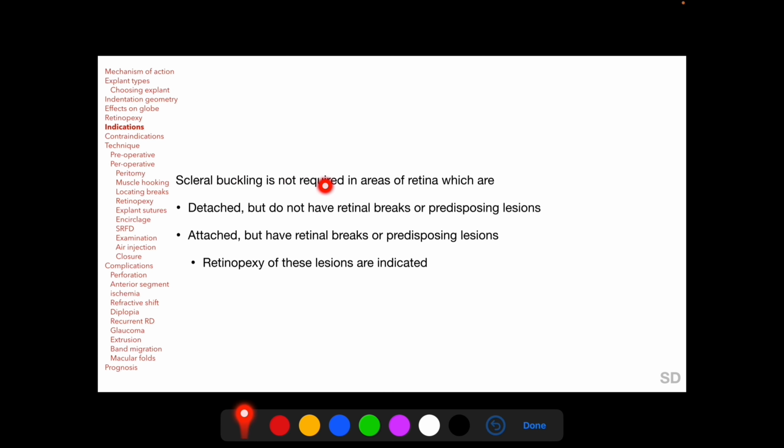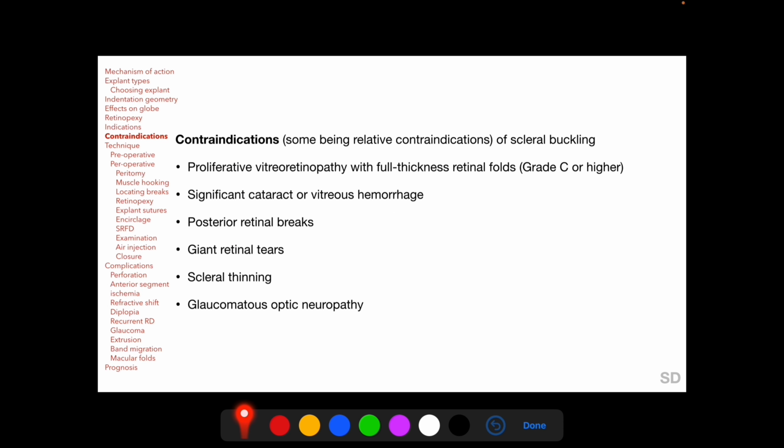Scleral buckling is not required in areas of retina which are detached but do not have retinal breaks or predisposing lesions, and in areas of retina which are attached even if they have retinal breaks or predisposing lesions, but retinopexy of these lesions is indicated. Contraindications of scleral buckling include proliferative vitreoretinopathy with full thickness retinal folds, which is very important to remember. Significant cataract or vitreous hemorrhage, which interferes with indirect ophthalmoscopic viewing of the retina, posterior retinal breaks, giant retinal tears, scleral thinning, and glaucomatous optic neuropathy.